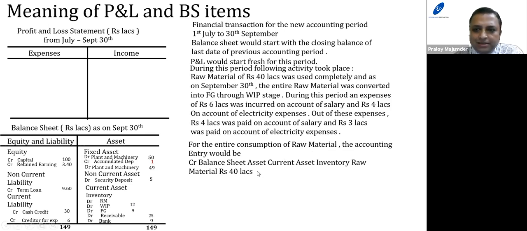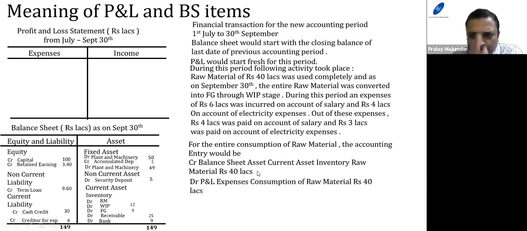Now, this is the first entry. The second entry, for movement of raw material from store to the shop floor, would be debit profit and loss, expenses, consumption of raw material. So this amount has been captured. Now we shall capture the second transaction, that is this part.